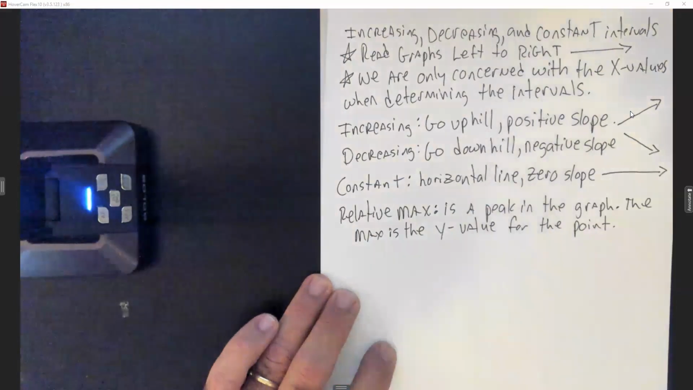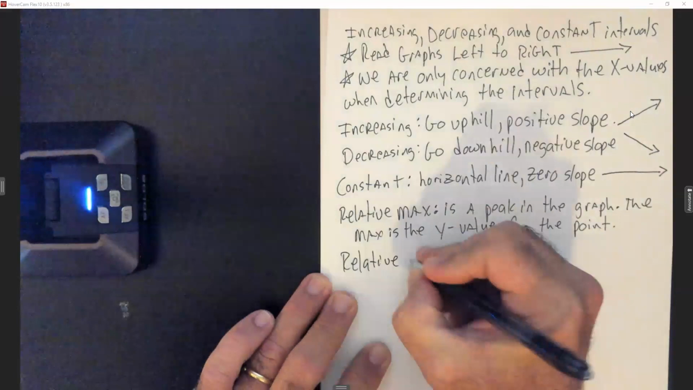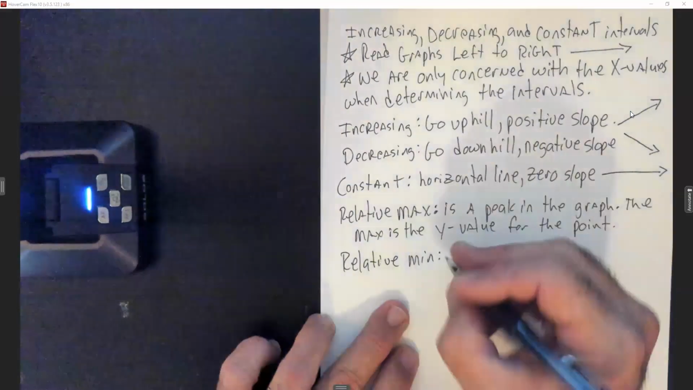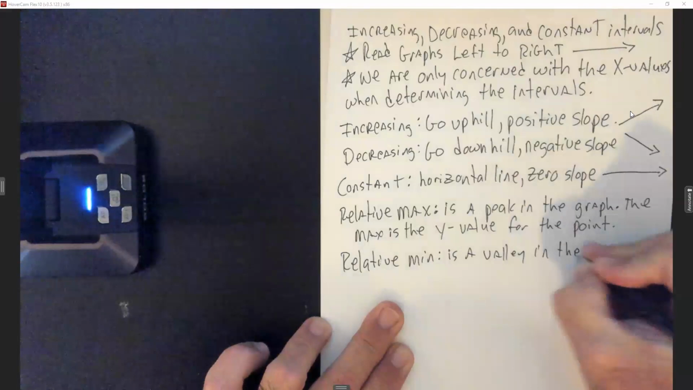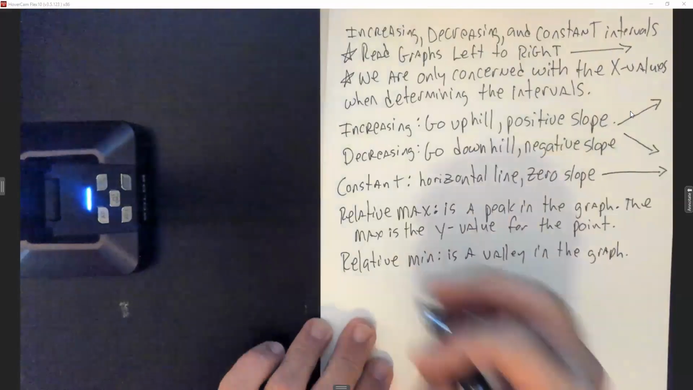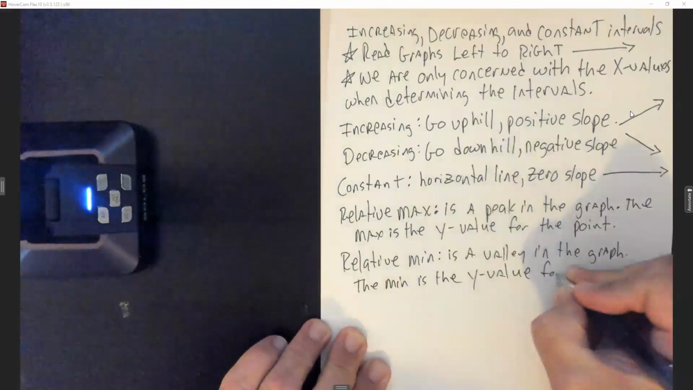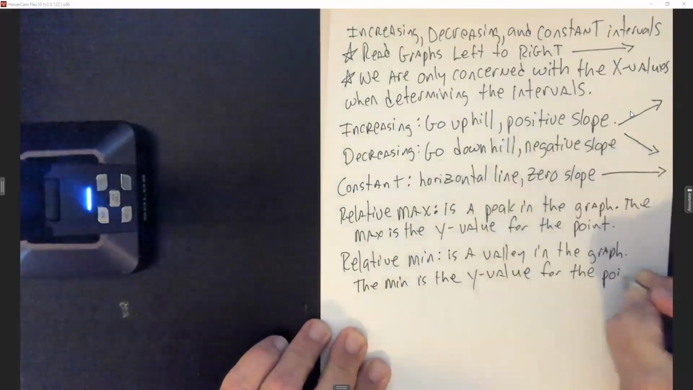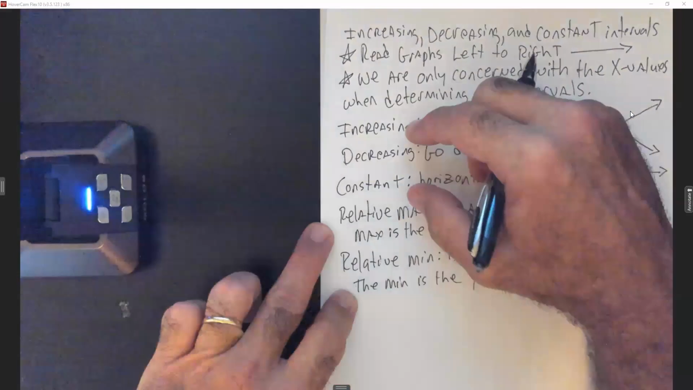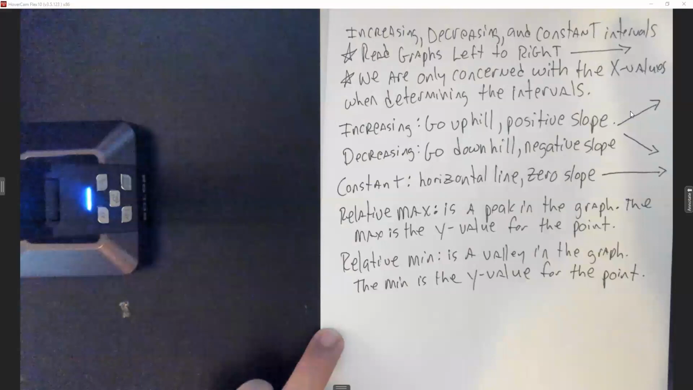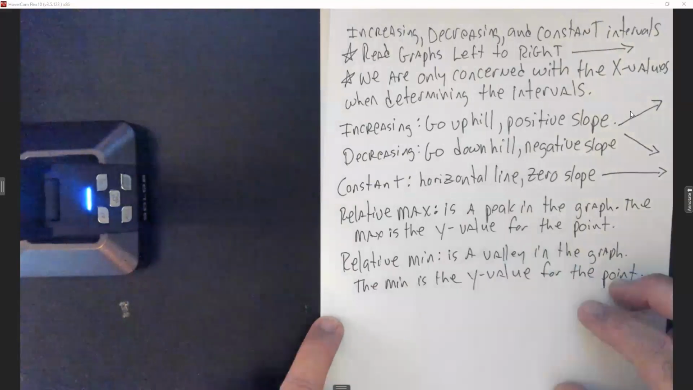So now we're actually going to look at what is a relative min, or minimum. So the same thing, but this is a valley in the graph. And then once again, the min is the y value for the point. Okay, so intervals, increasing, decreasing, constant: I'm worried about those x values where this is increasing, decreasing, or constant. The relative max and relative mins, I'm looking for the y values and what x value they occur at, okay?